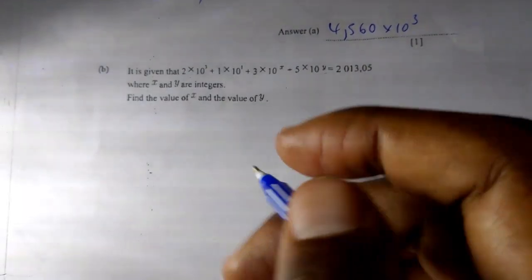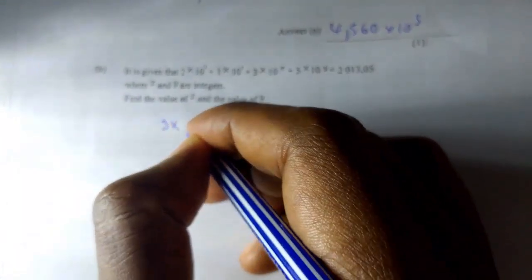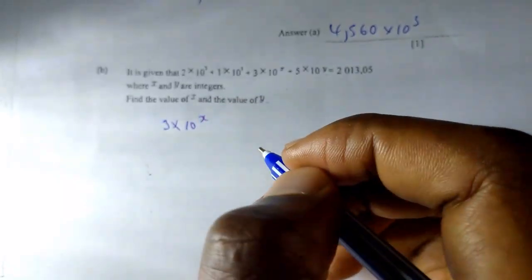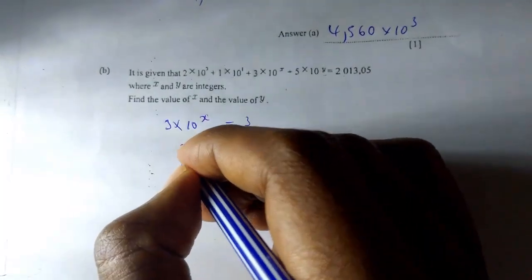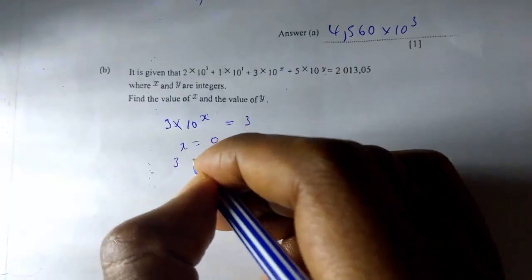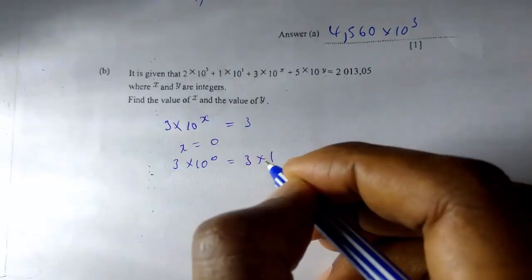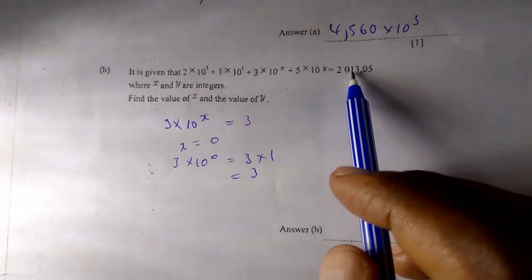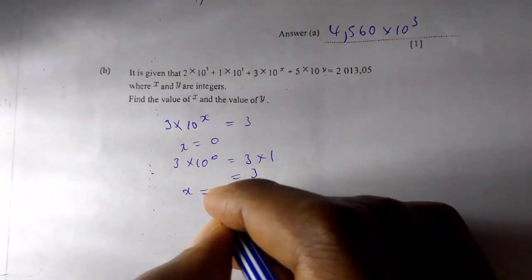So we are saying for 3, this is 3 times 10 to the power x. So in order to get 3, it means our x is equal to 0, so that it becomes 3 times 10 to the power 0, which is equal to 3 times 1, which is 3. So that we get the value of 3 here. So our x is equal to 0.